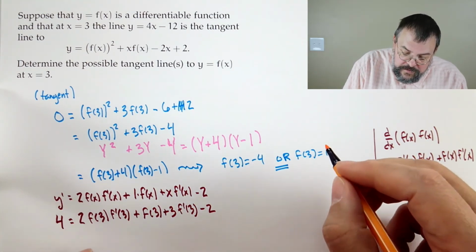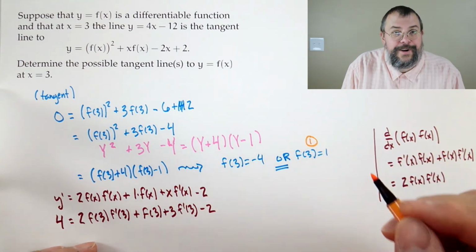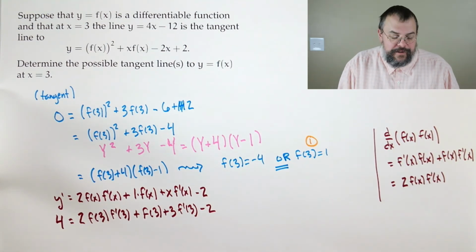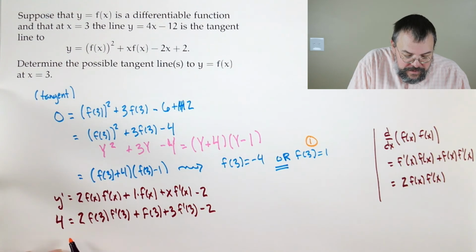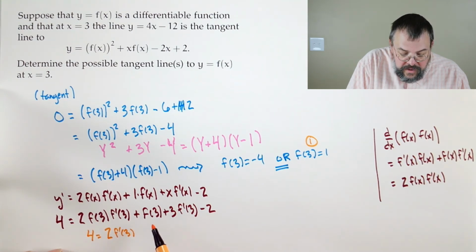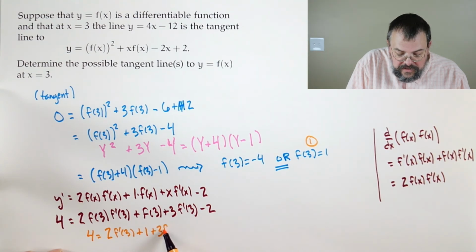I like to start with 1. We'll have that be our first possibility, because 1 is just so much easier to work with. So what do we get? If we plug in 1, we're going to get 4 is equal to 2 times 1 times f prime of 3 plus 1 plus 3f prime of 3 minus 2.